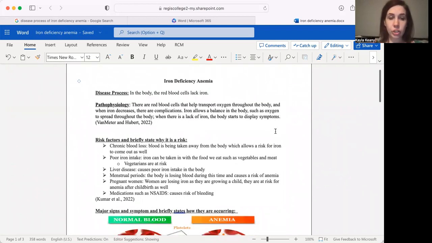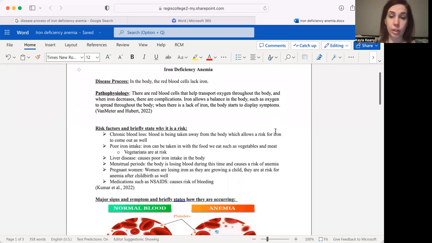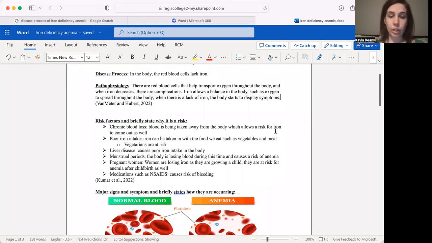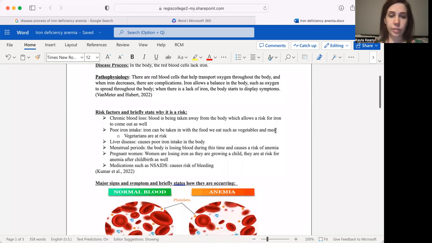The risk factors are chronic blood loss. Blood is being taken away from the body, which allows a risk of iron coming out as well. Poor iron intake: iron can be taken in with the food that we eat, such as vegetables and meat. Vegetarians are at risk as well. Liver disease causes a poor intake of iron.